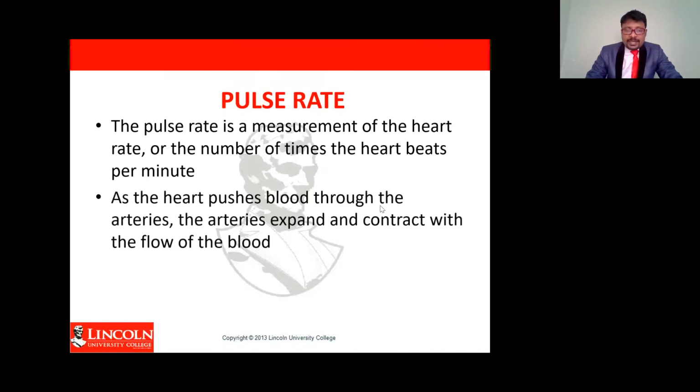Coming to the pulse rate. The pulse rate is a measurement of the heart rate, the number of heartbeats per minute. If you check the pulse, we check the heartbeat over 1 minute. The heart pushes the blood through the arteries, and the arteries expand and contract with the flow of blood. Because of the artery contraction and relaxation, the blood is pumped from the center to the periphery, and it gives the pulsations. We use these pulsations to know the heart function.